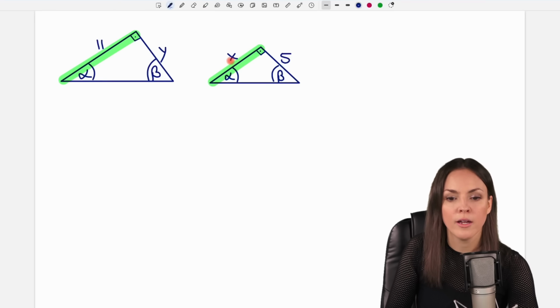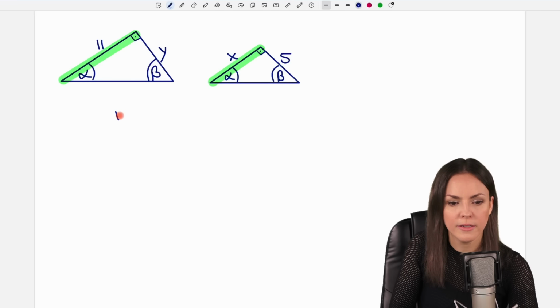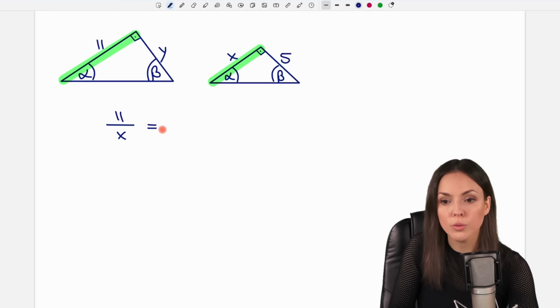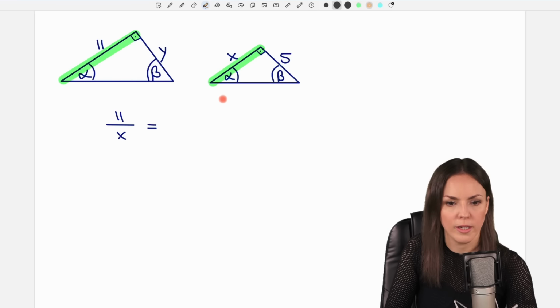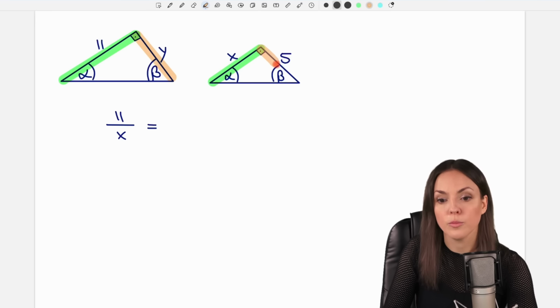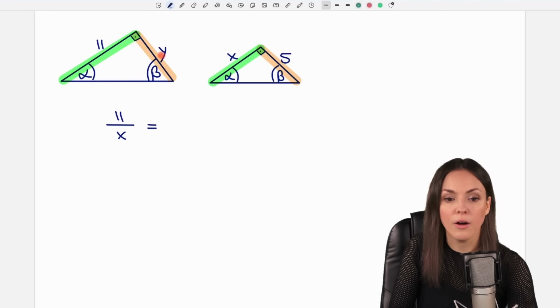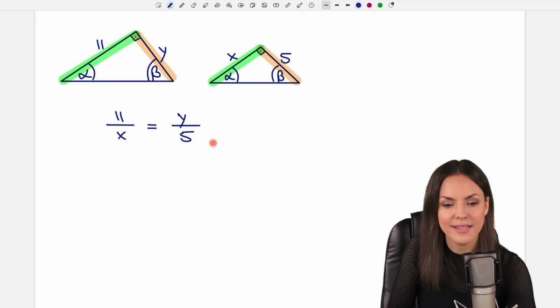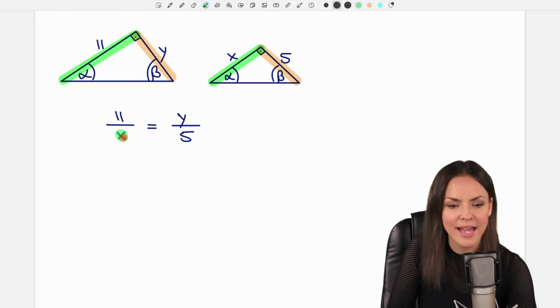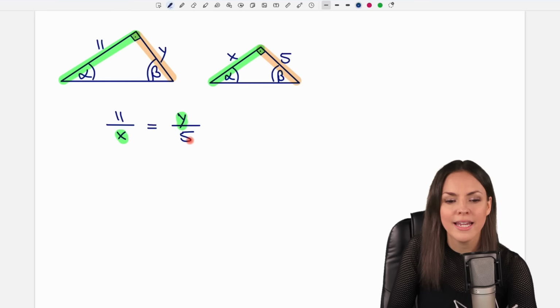This means if I form the ratio, so 11 over x, this is equal to, if I take two different corresponding sides, so from my right angle to beta, and from my right angle to beta, and if I form the ratio now, so y over 5, and this is an equation, and I have my x and my y in here, and maybe let's rearrange this equation a little bit so maybe we can see something there.